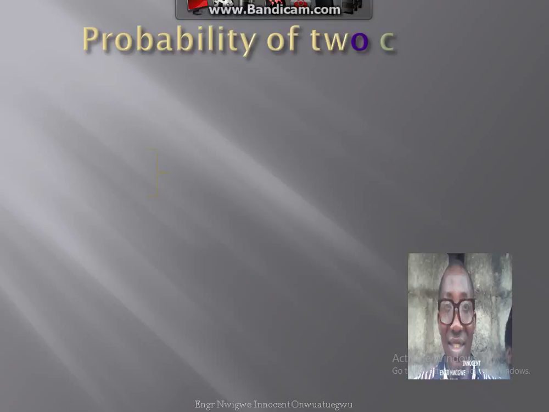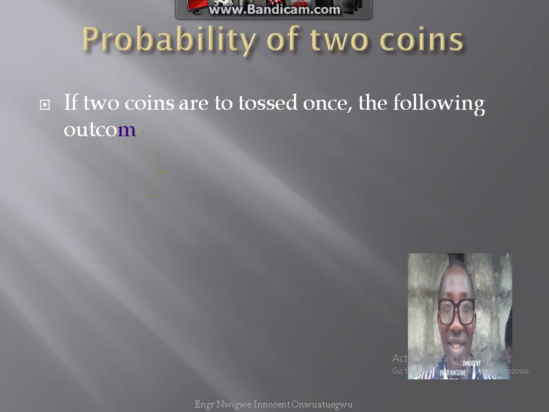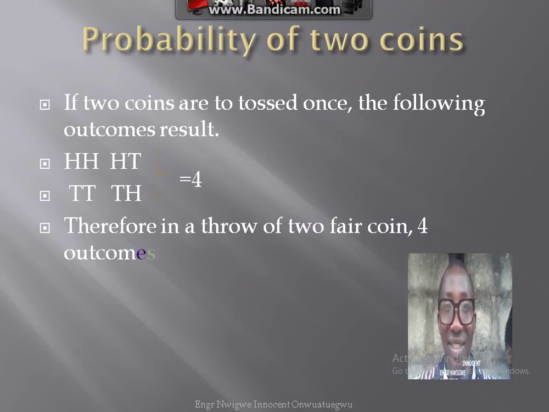Probability of two coins. If two coins are tossed once, the following outcomes result: head head, head tail, tail tail, tail head, which equals 4 outcomes. Therefore, in throwing two fair coins, 4 outcomes result.